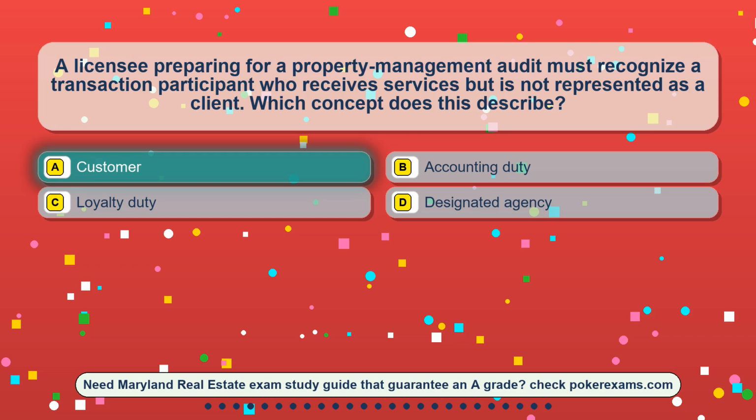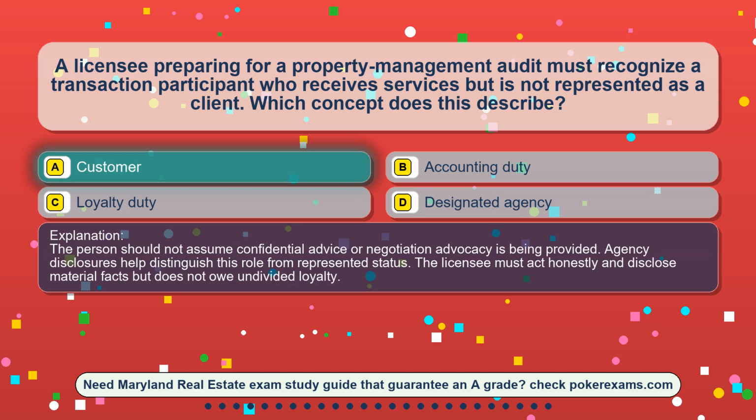The correct answer is option A, customer. The person should not assume confidential advice or negotiation advocacy is being provided. Agency disclosures help distinguish this role from represented status. The licensee must act honestly and disclose material facts but does not owe undivided loyalty.